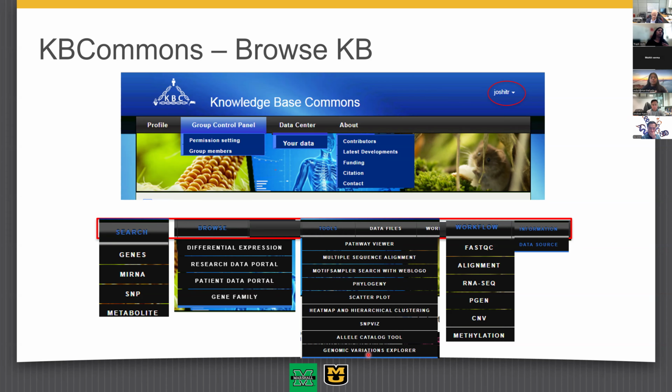And then there were a lot of things you could do under browse or tools, where you can select your gene list, generate your heat maps, your pathways, and whatnot. There was a whole analytics component plugged in for a lot of common types of data analytics.